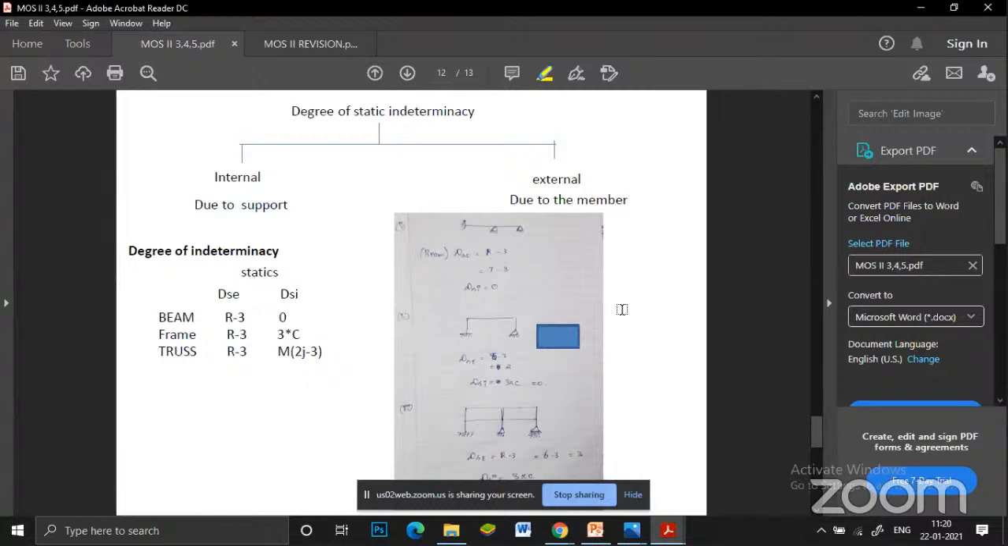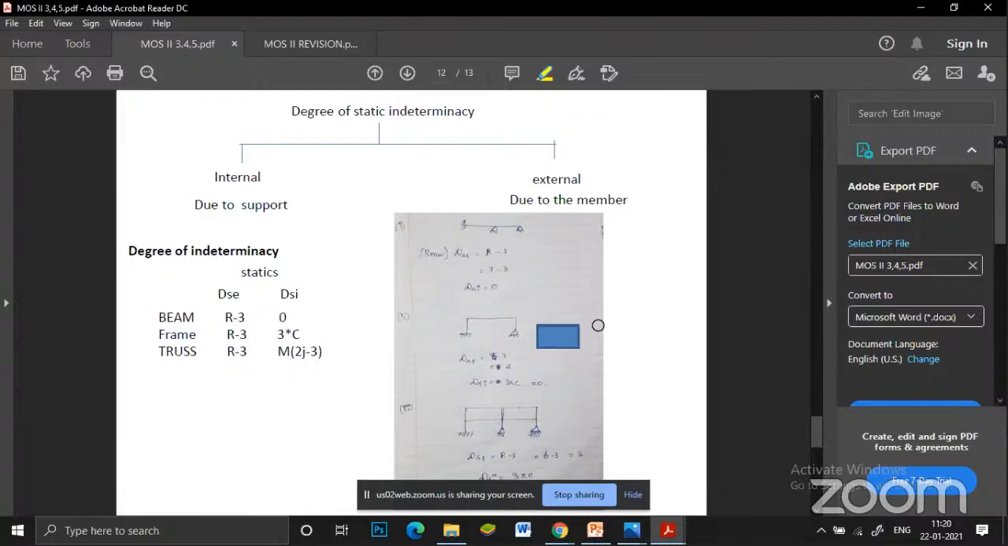I have already told you, on the last page we have seen the types of support. So internal means it can be determined only by the support. If it is external, it is determined only by the member. For that we are going to see some examples here, and we have to know the values. We have to know this formula.